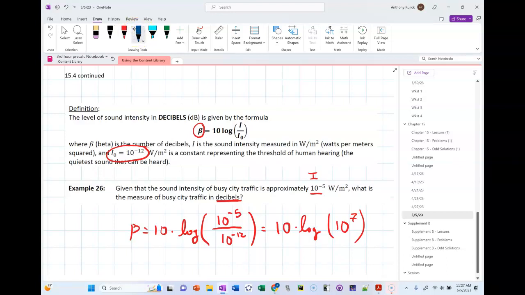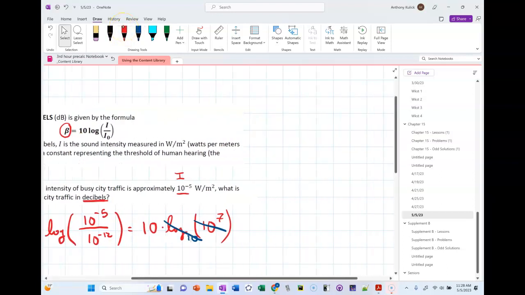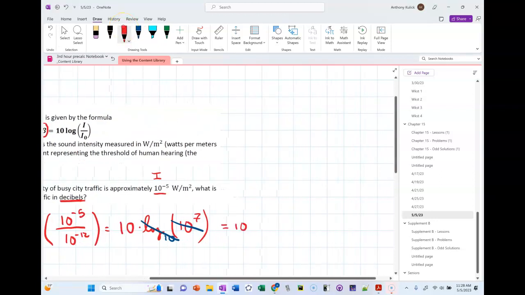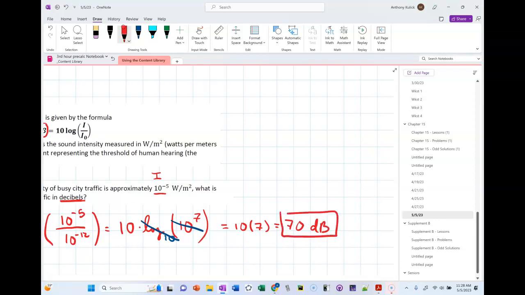What is log of 10 to the 7th going to be? Isn't it just 7 log? No. It's just 7. Why? Because log is already log base 10. Since the exponent base is the same as the logarithm base, those will cancel out. So this turns into 10 times 7, or 70 decibels.